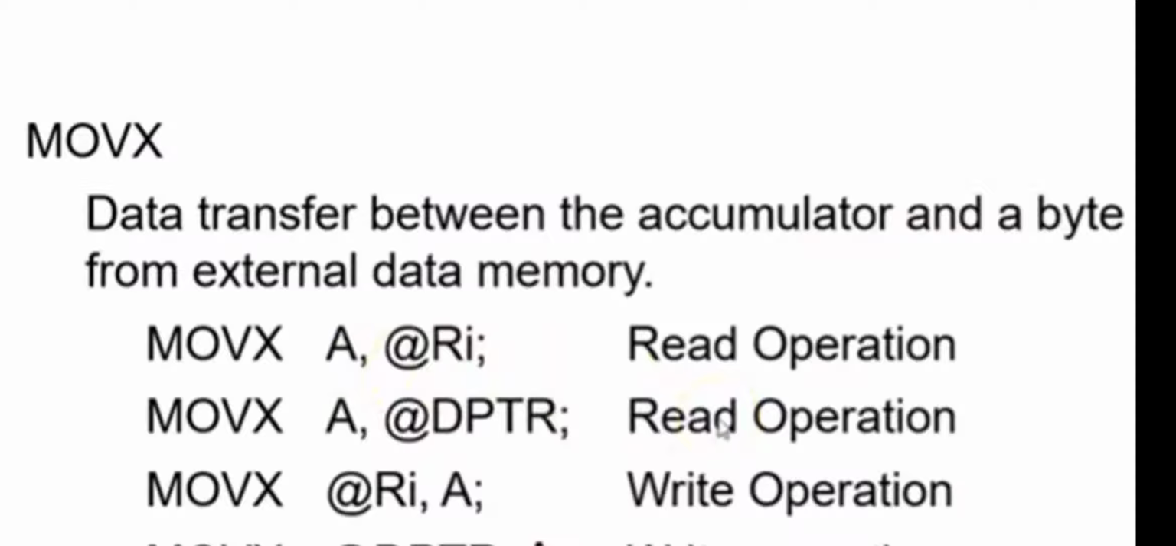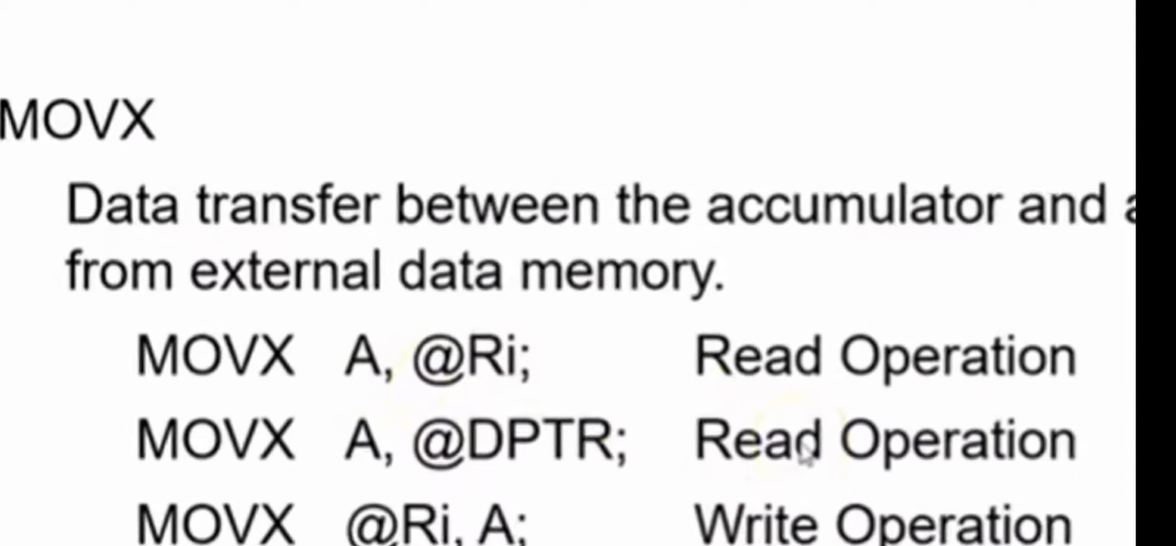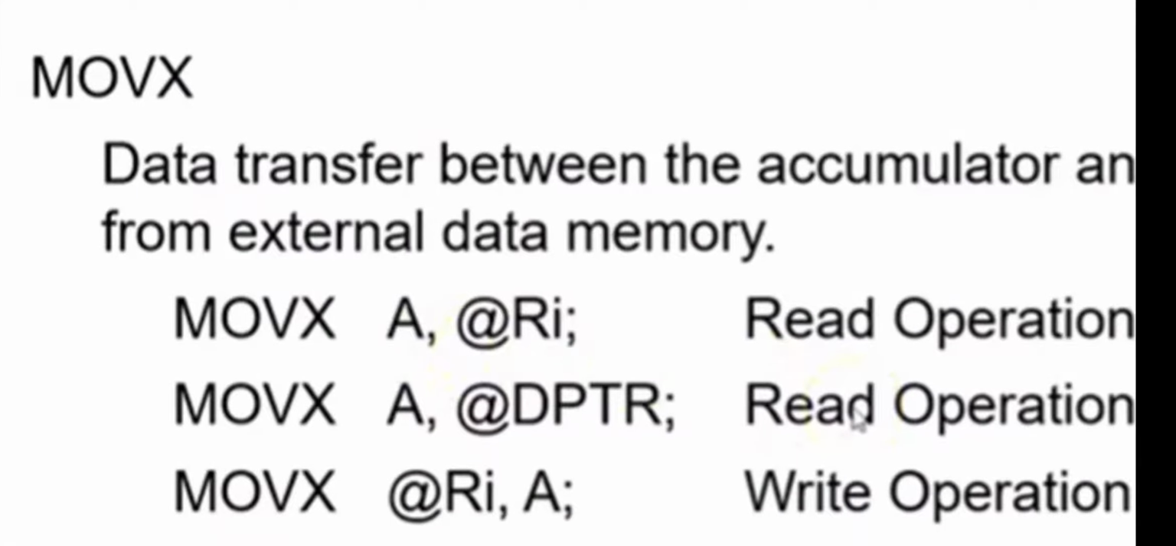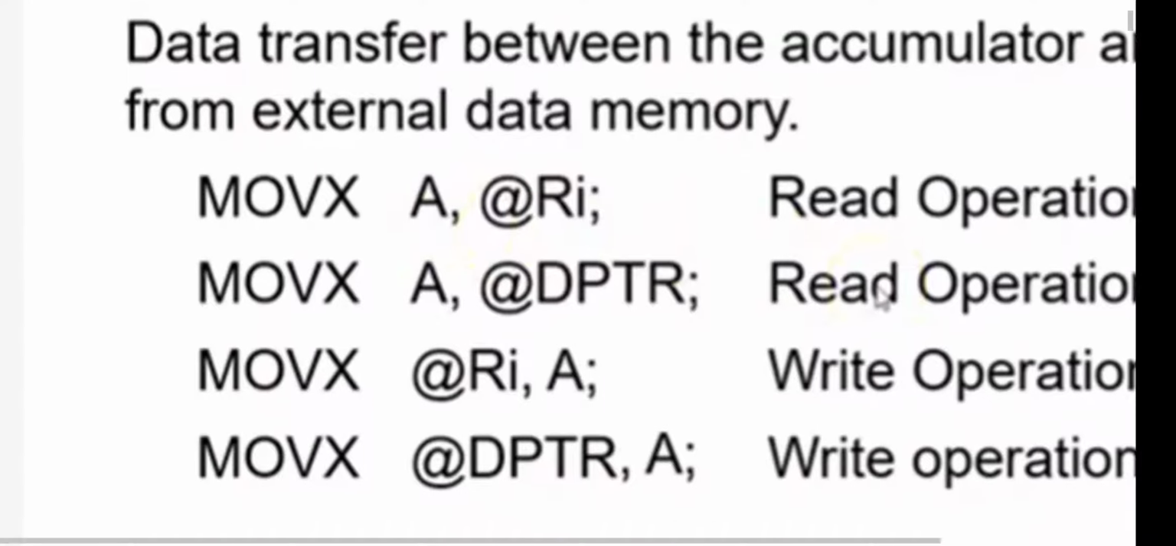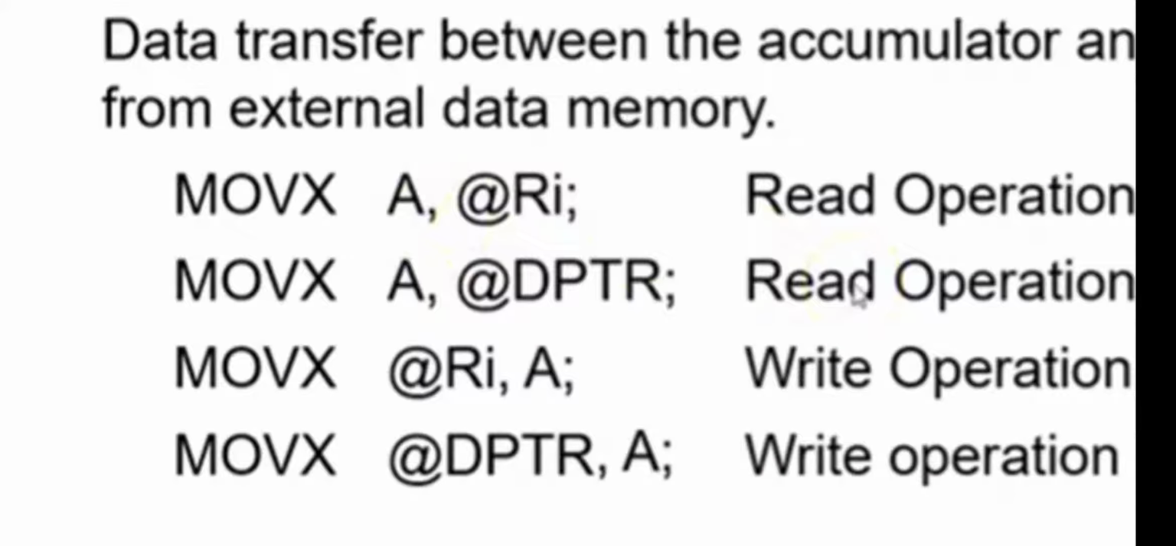Sometimes in some projects we require a large amount of external memory. In 8051, the internal RAM size is 128 bytes. In small projects it is sufficient, but in some cases if we require a large amount of data storage, then we have to interface external RAM. We can interface up to 64K RAM memory. Here 4 different methods are shown. Two instructions are used for read operation from external RAM, and 2 instructions are used for write operation.